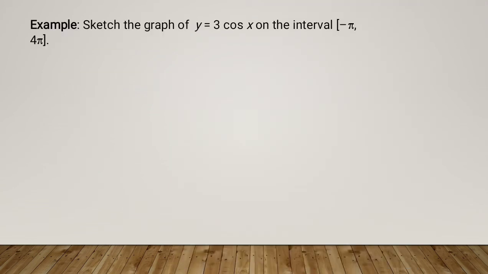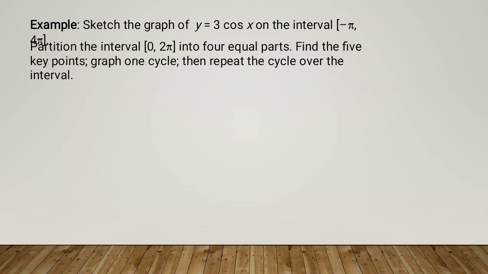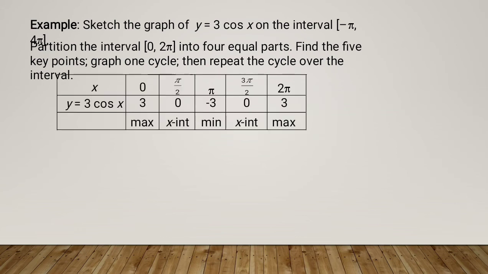Then let's look at another example. Sketch the graph of y equals 3 cos x on the interval -4 pi to 4 pi. Partition the interval 0 to 2 pi into 4 equal parts. Find the 5 key points. Graph one cycle, then repeat the cycle over the interval. Now let's see how we're going to do it.